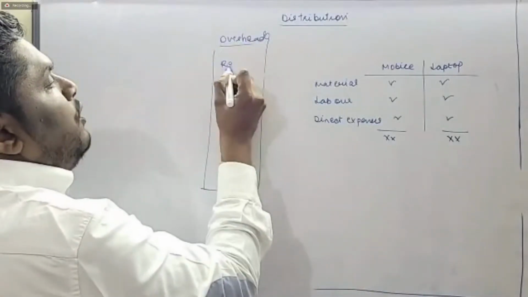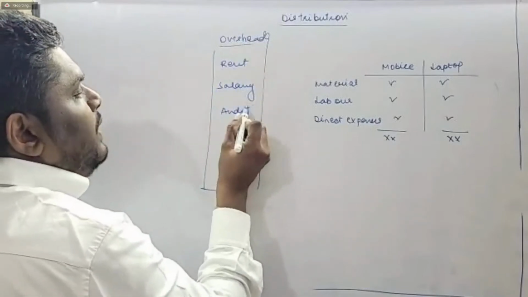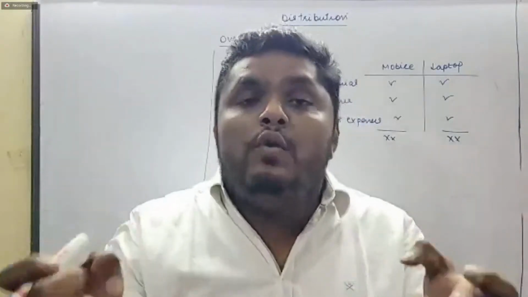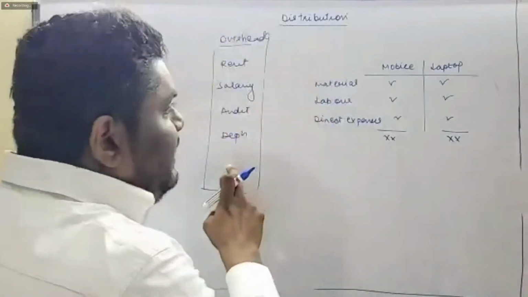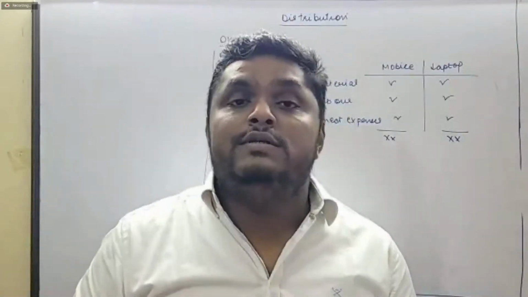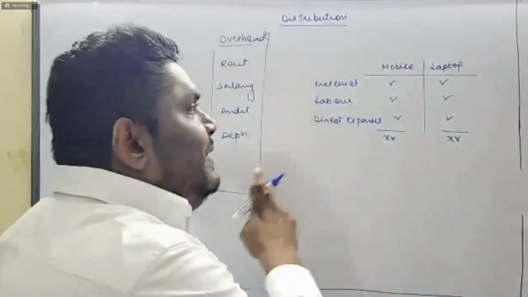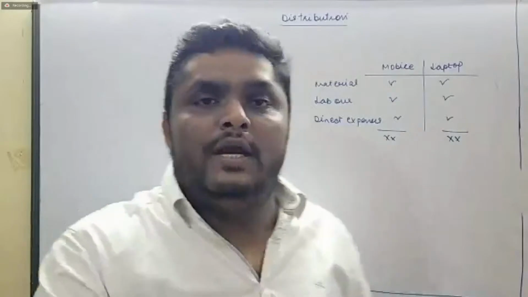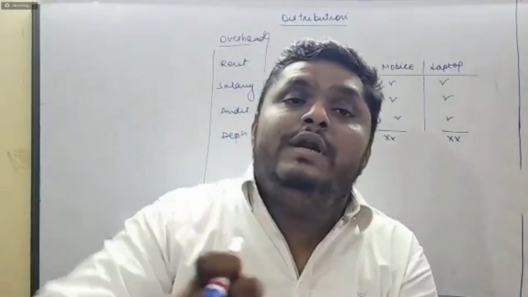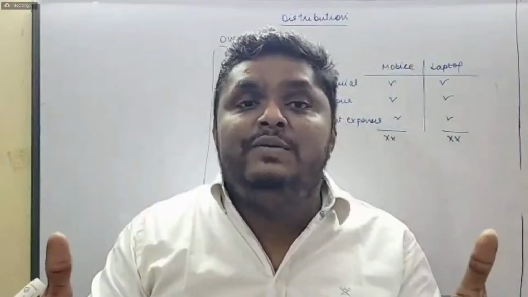Let's say, what about rent? What about salaries? What about audit fees? What about depreciation? These costs are incurred as a whole. And to calculate the total cost of the product, we need to charge this cost to these two products. Now the point is how? Very simple, guys. The cost that is incurred as a whole will be distributed among these two production departments. And after being distributed, we will charge the cost that is distributed to a particular product to calculate the cost of the product. So my point is why distribution is required.